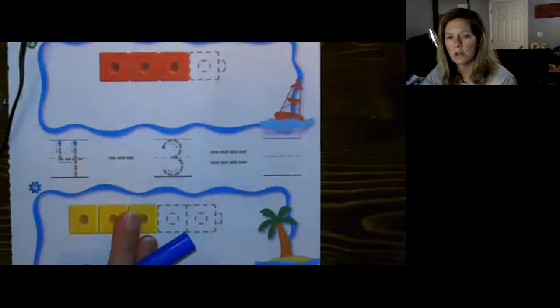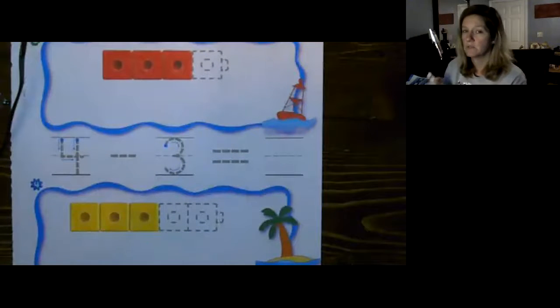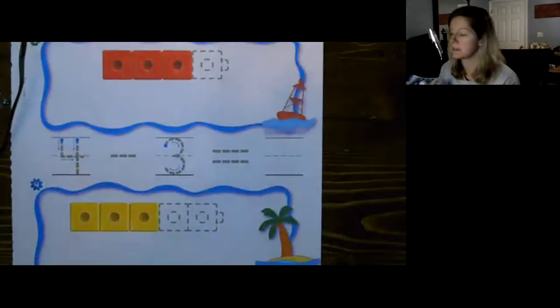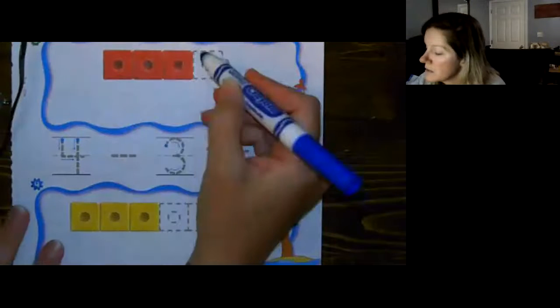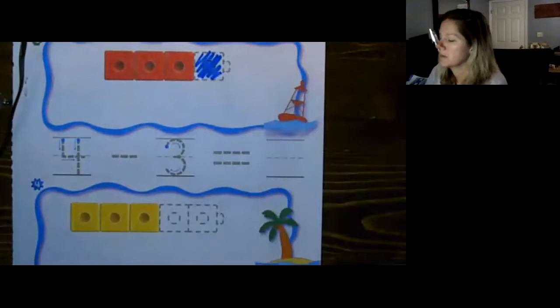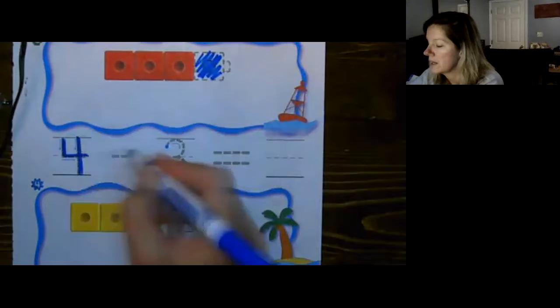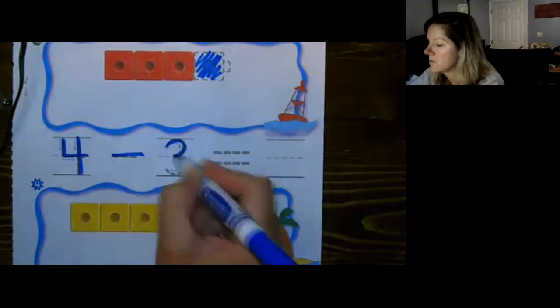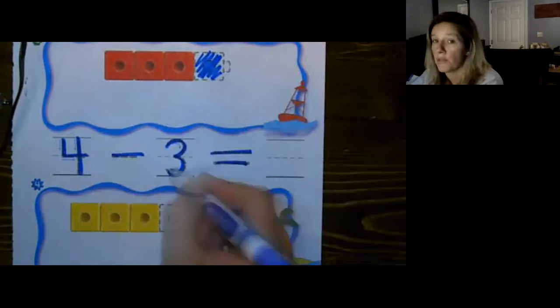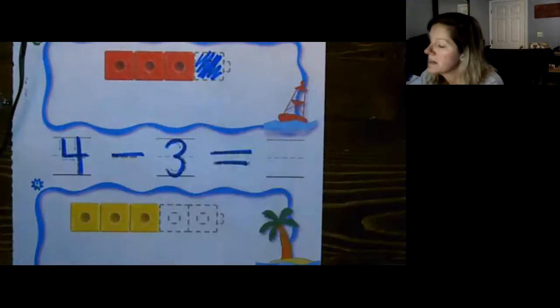All right. So for this page, since they used red, I'm going to use blue as my second color. I'm going to go ahead and color that one blue. All righty. How many cubes are there all together? 4. Okay. How many are we taking away? 3. And we're going to find out how many is left over.